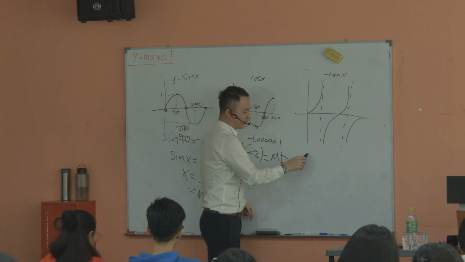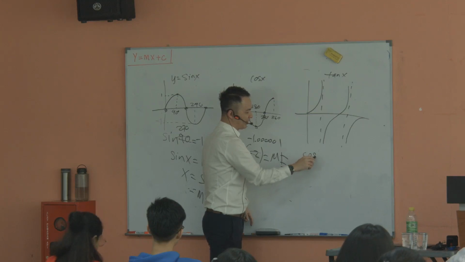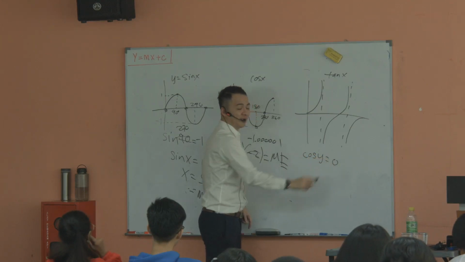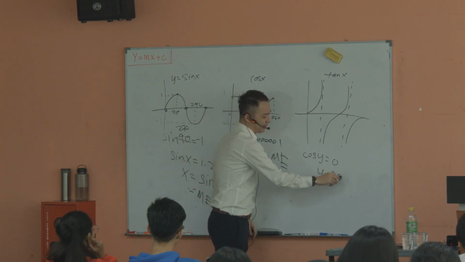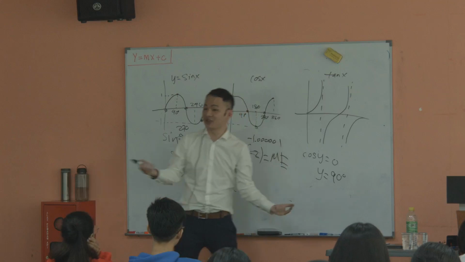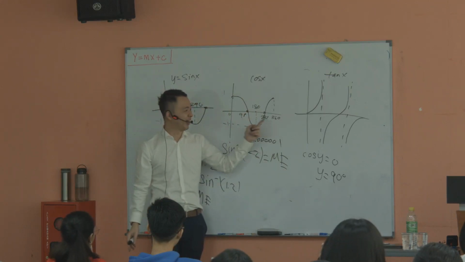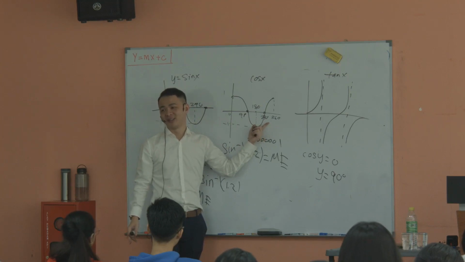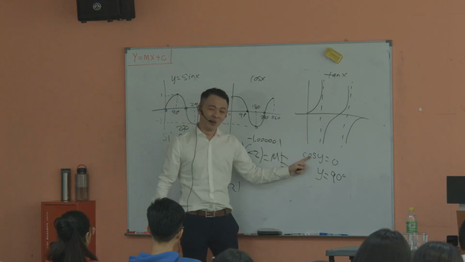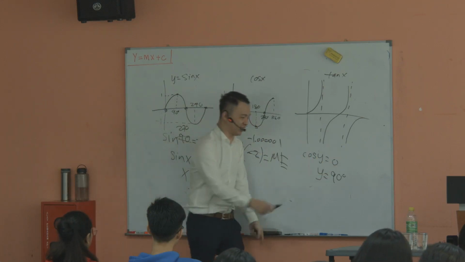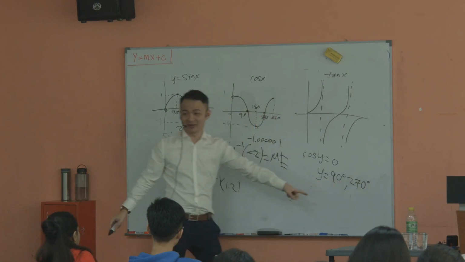So for example, say cos y equals 0. If you type it in your calculator, it will tell you one of the answers, 90 degrees. You move the cos to the other side, inverse cos 0. The calculator will tell you 90, but the calculator will never tell you 270. So you need to remember the second 0. That means when cos y equals 0, you have two answers here: 90 and 270.